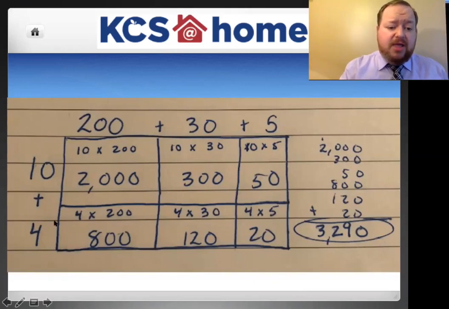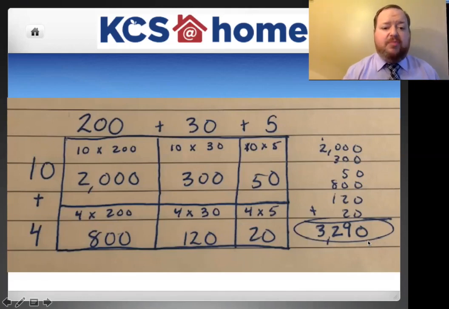The second row, if you know your basic multiplication facts, again, it's pretty quick. 4 times 200 is 800, 4 times 30 is 120, 4 times 5 is 20. And I come over here and add them all up together and find my answer, all right? That's the product to our problem, 235 times 14.